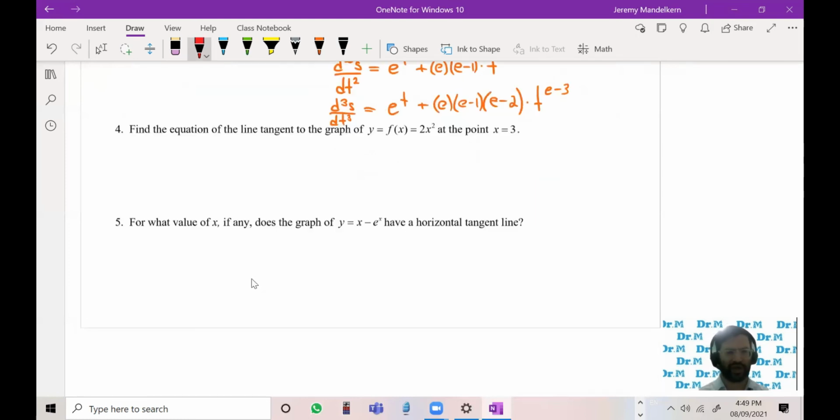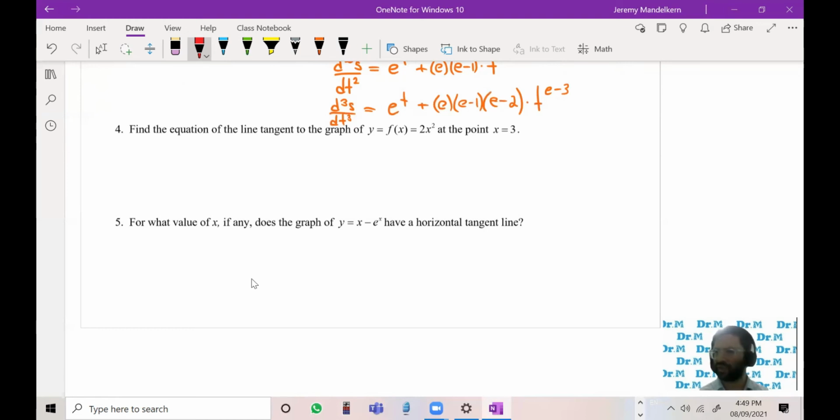Let's try this next one. It reads, find the equation of the line tangent to the graph, y is equal to f of x, which is 2x squared, at the point x is 3. So this function, its graph is a parabola opening upwards.